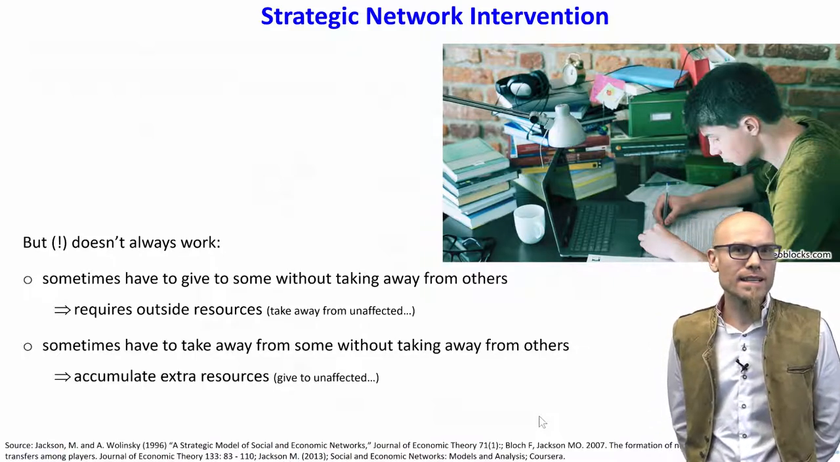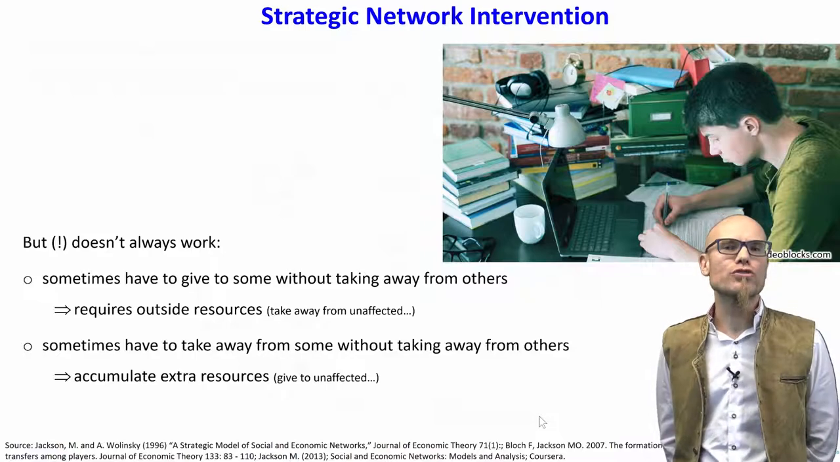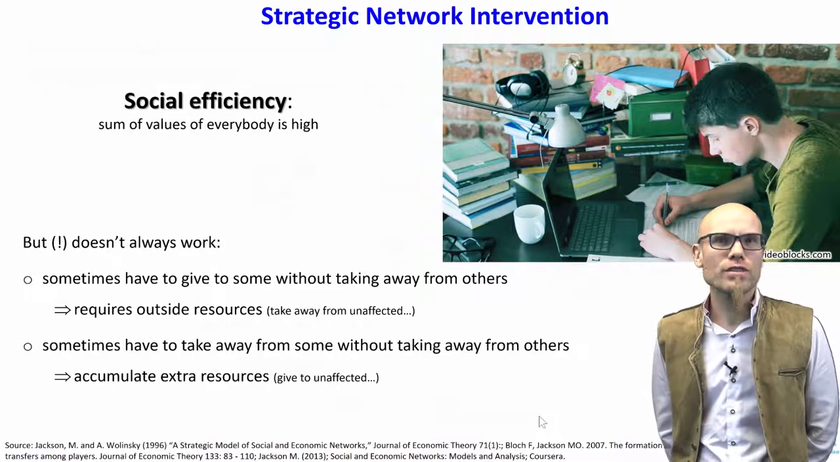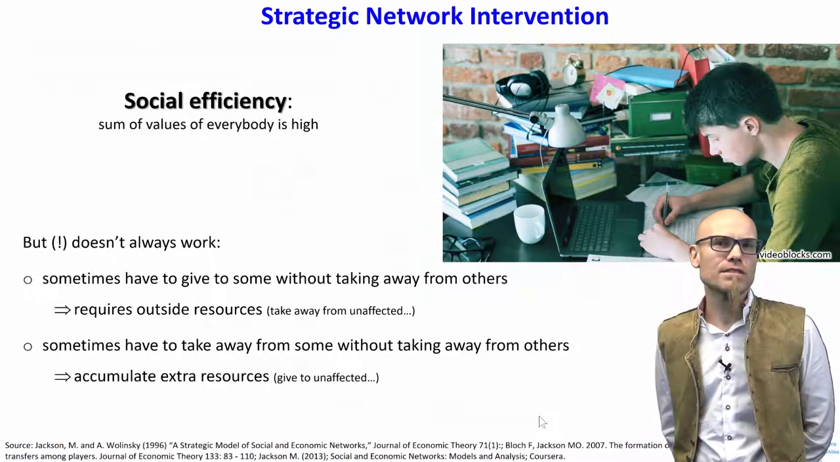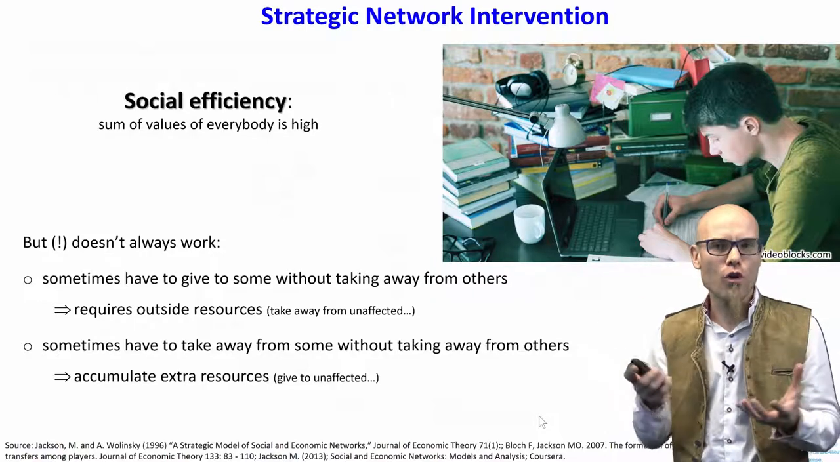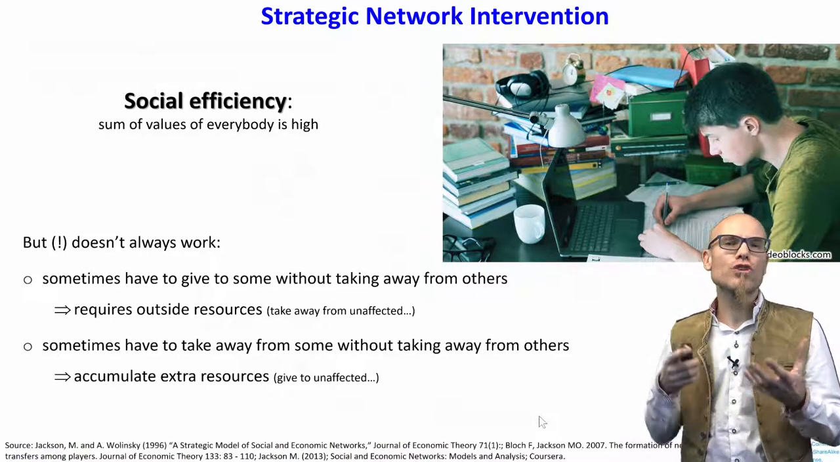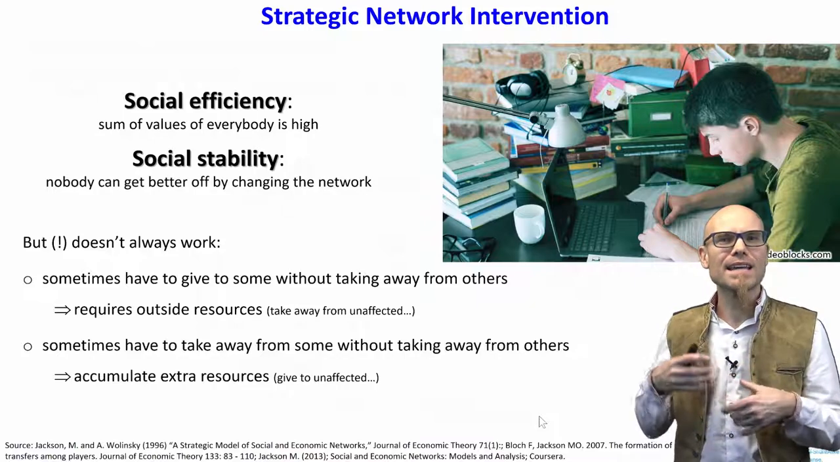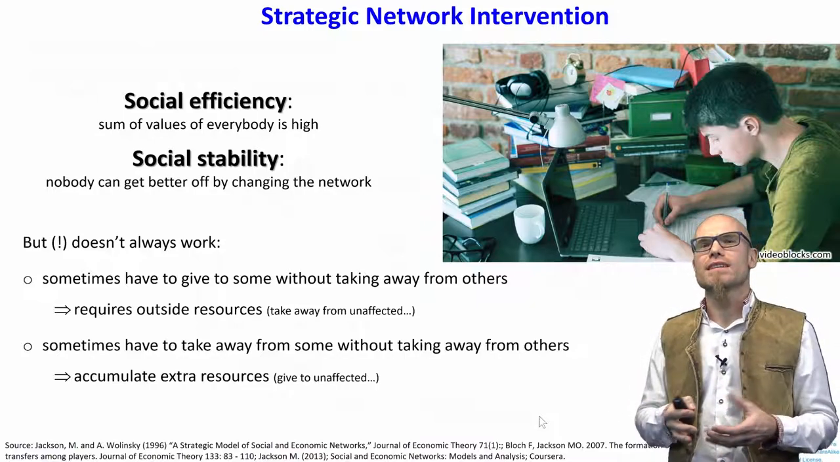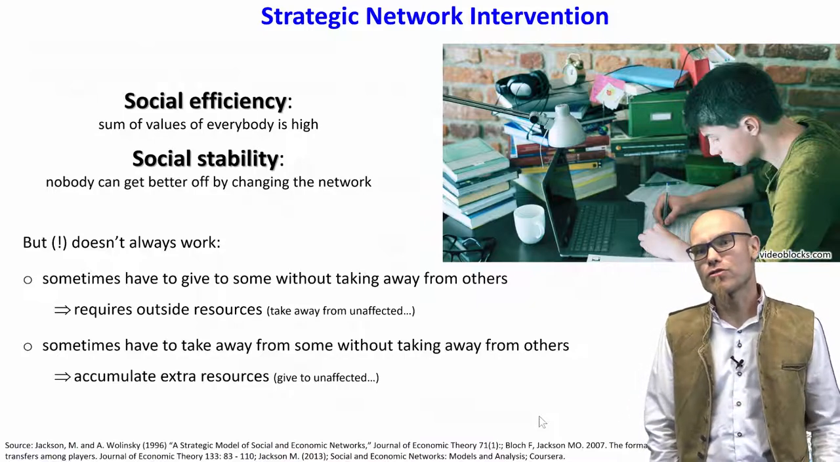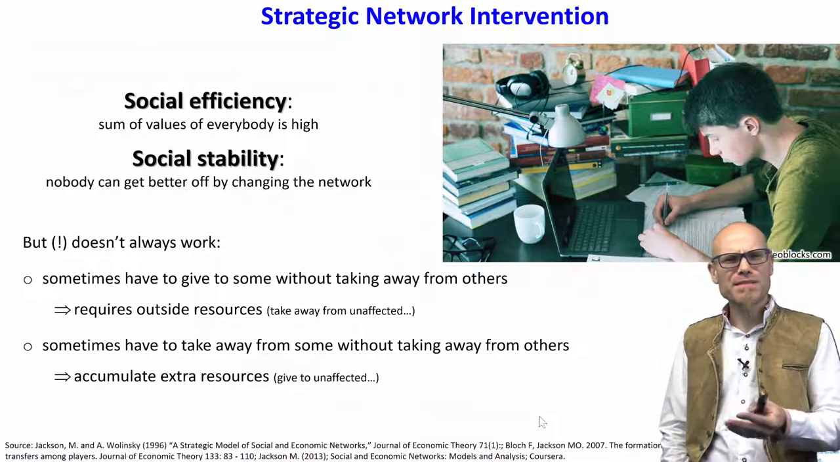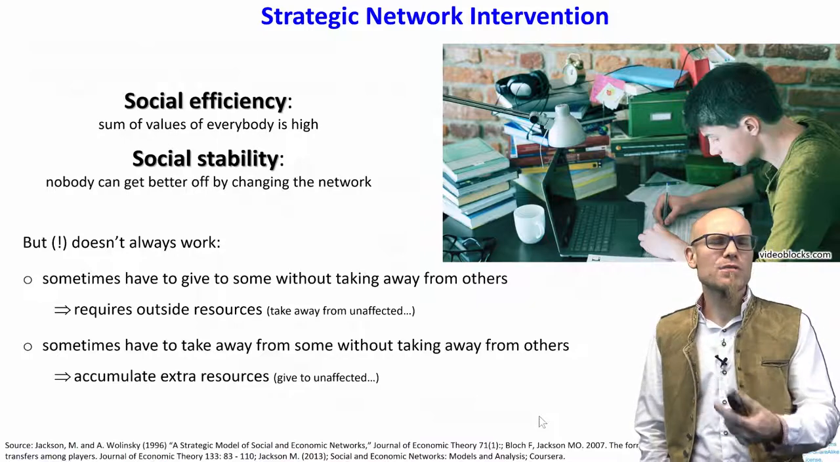But in general, that's the idea, right? You try to increase social efficiency. So the sum of the values of everybody should be high, and the sum of the total should be high. And social stability. So nobody can get better off by changing the network, essentially. So you try to optimize both. And sometimes there's a trade-off between both of them.